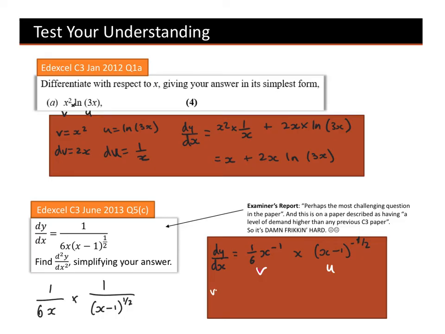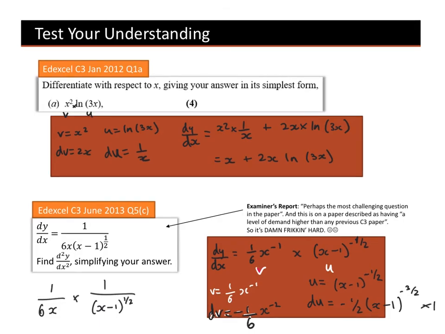So v equals 1 over 6 x to the minus 1. dv, if I differentiate this, bring the power down, negative 1 over 6, decrease the power by 1, negative 2. u is (x minus 1) to the minus a half. du, differentiate this. Okay, bring the power down, negative a half bracket, reduce the power by 1, negative 3 over 2, (x minus 1), multiplied by the differential of the bracket. Now in our case, the differential of x minus 1 is just 1, so pretty lucky really.